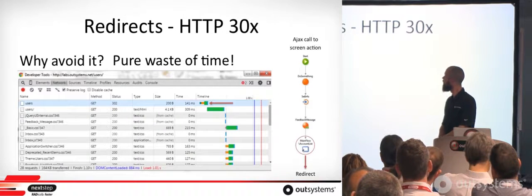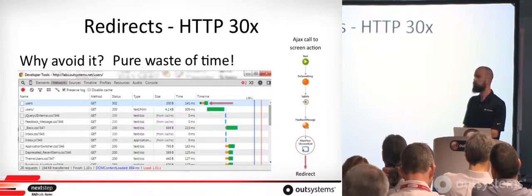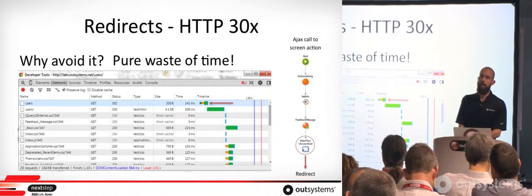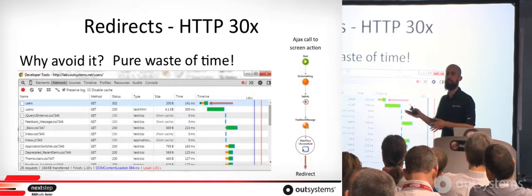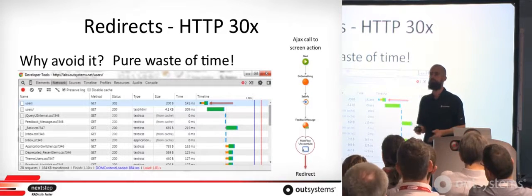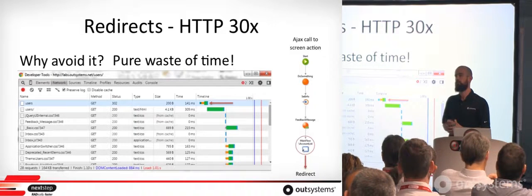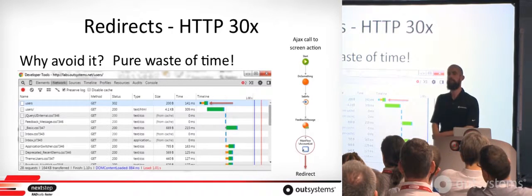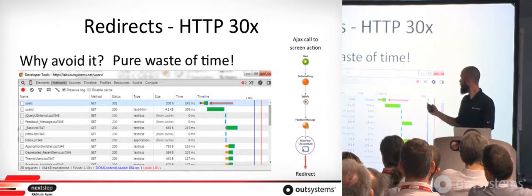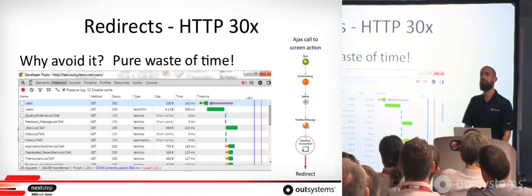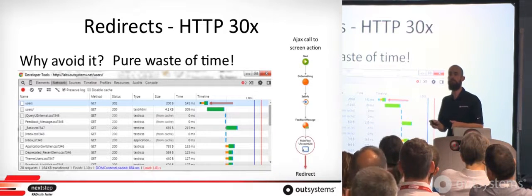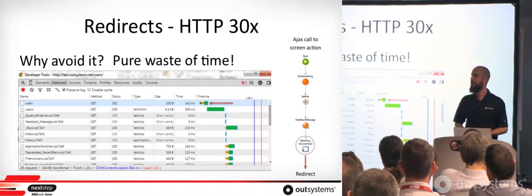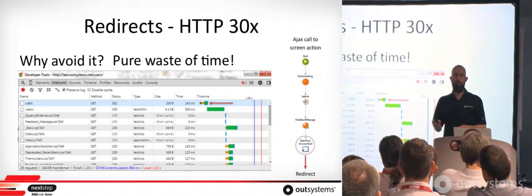Another one is actually redirect. Why should we avoid it? Well, because they are a pure waste of time. Imagine this scenario where you have an external link to another application, and you just forgot to put the backslash on the end. What happened is, on IIS, IIS caused a redirect immediately, and it just made us lose 150 milliseconds. So it's 150 milliseconds that we are not requesting any file, that we are not requesting anything and nor downloading it. So avoid this.